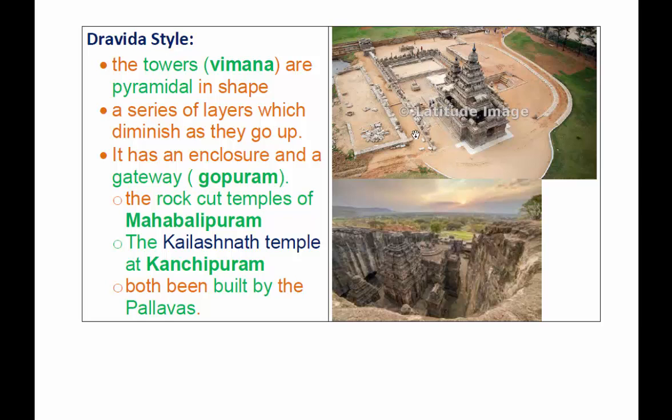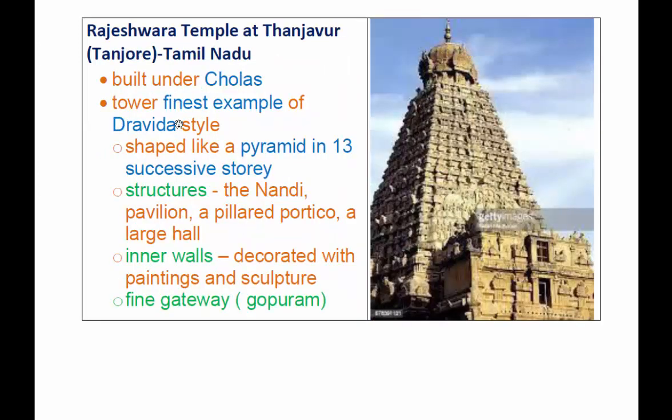Alright, and one of the best examples is the rock cut temples of Mahabalipuram here. Another one is the Kailashnath Temple at Kanchipuram. Both of these temples were constructed during the time of the Pallavas. I think we have already learned about these Pallavas. And the next one is Rajarajeswara Temple at Tanjavur, which is in Tamil Nadu. Tanjore. It was built under the Chola empire.